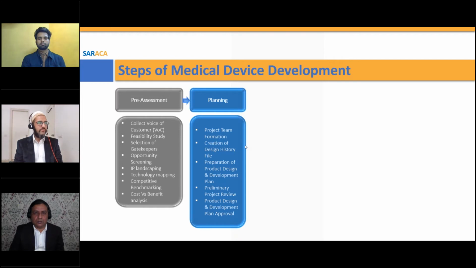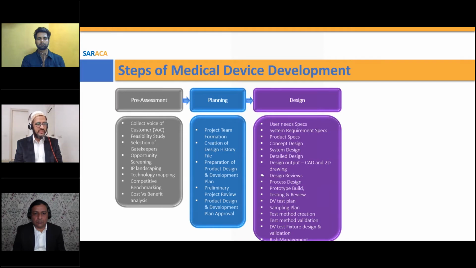So all this will be part of the design and development plan. And the design and development plan will also talk about, like Kuldeep mentioned in the earlier slide, who will be your reviewers, or at which stage you will be doing your design reviews or other reviews. So all this will be decided and, with a pre-assessment, this will be mentioned in your design and development plan. Then a preliminary project review, and after that review of your plan and product development plan, you move to the next stage, which is the actual design stage.